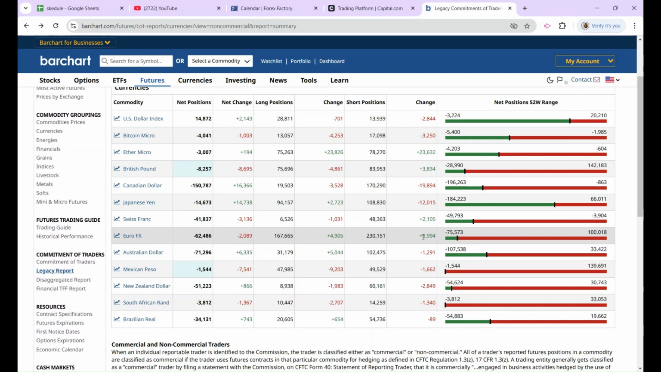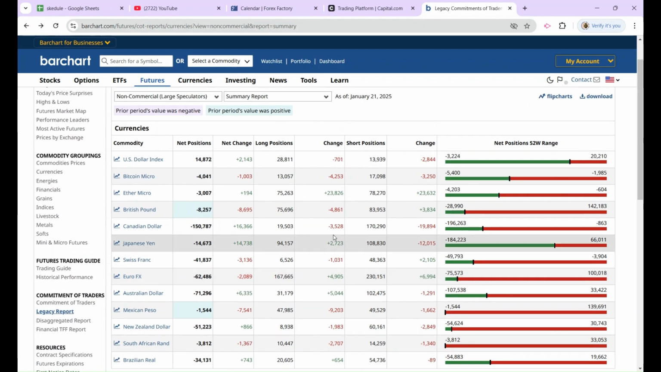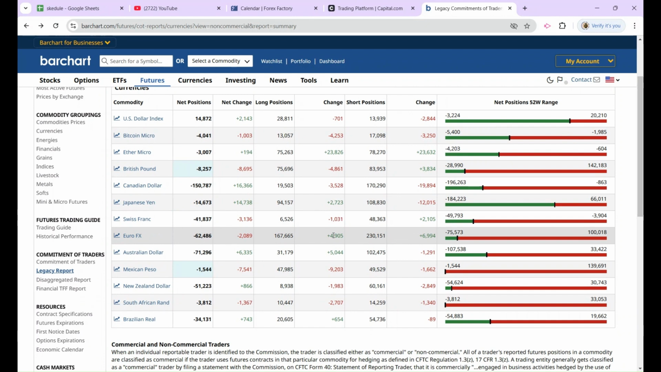This information comes out every Friday, so it gives you the amount of short positions and the amount of long positions that the biggest financial institutions put out for a specific currency, commodity, or whatever index, whatever the case may be. As far as the euro, they have increased short positions as well as buy positions, but there's 6,900 short positions increased and 4,900 buy positions that have increased.